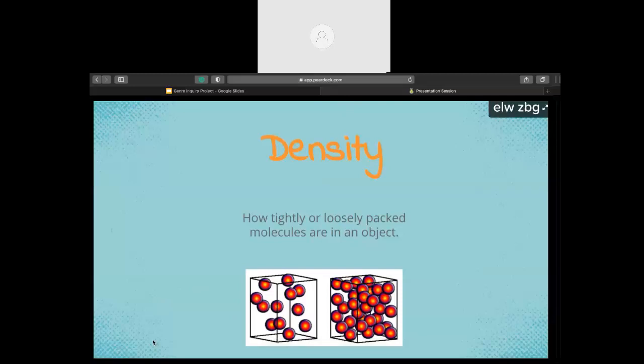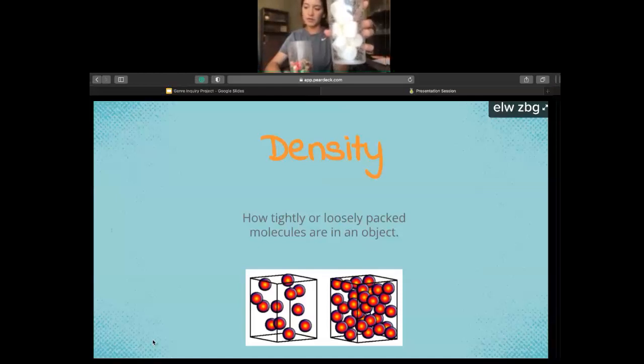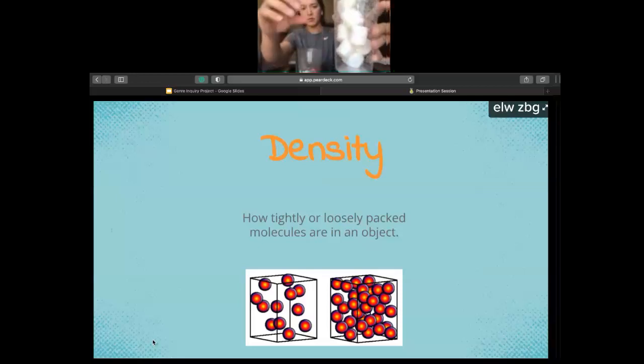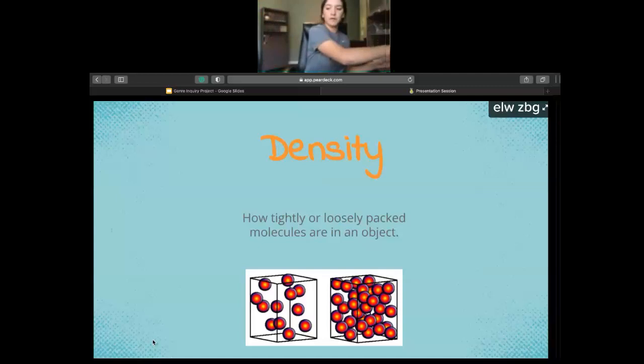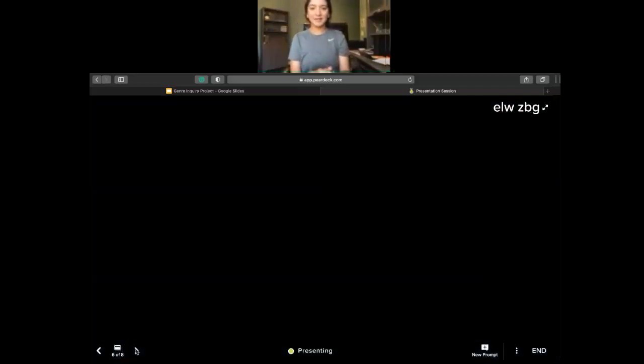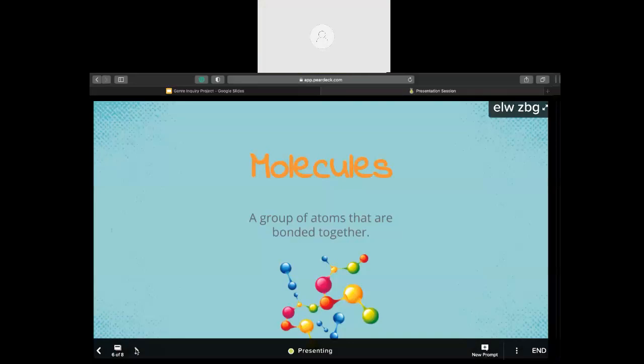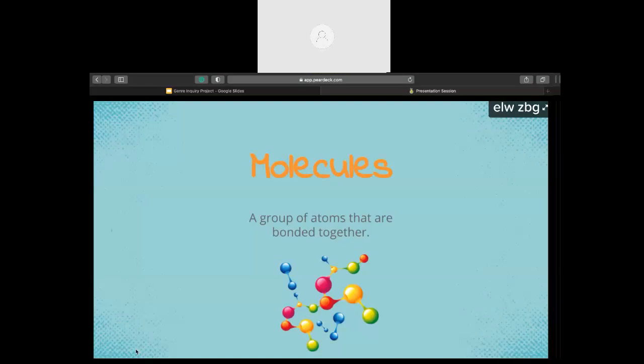Good job, class. Now I'm going to show you this cup that I have full of jelly beans and this cup that I have full of marshmallows. We can see that the cup with jelly beans is more dense because they're all closely together. And we can see the cup with the marshmallows is less dense because they're spread apart more. Great job, everyone. The next vocab word that I'm going to go over is molecules. Again, we're going to make a fist with both hands and put one on top of the other. And can we say molecules?